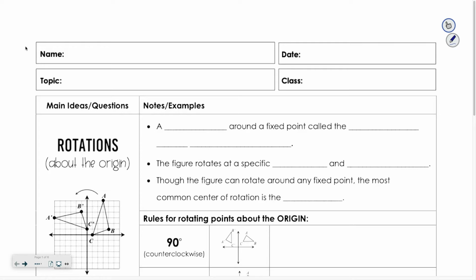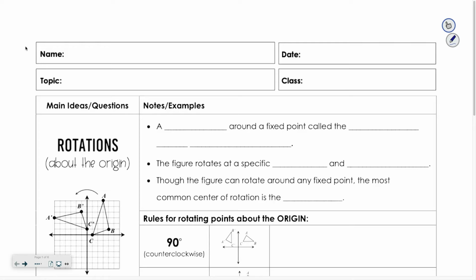But our rules for rotations are going to be counterclockwise, which means the opposite of clockwise. So if I'm at 12 and I want to go 90 degrees counterclockwise, what number am I at? 9. 180 doesn't matter. And if I'm at 12 and I go 270 counterclockwise, I'm at 3.